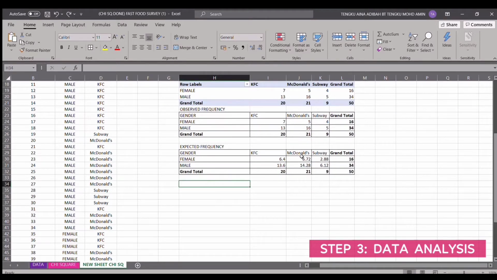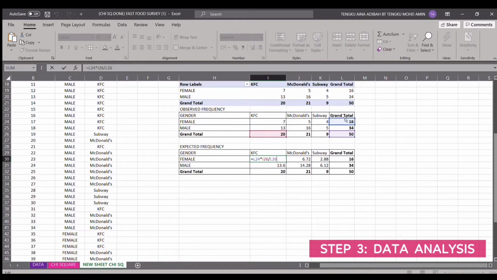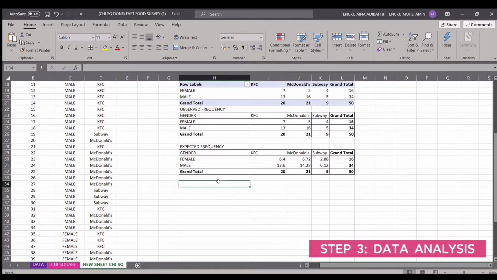So this is the data that I got after all the calculations, using the formula of the grand total for female, multiplied by the grand total of KFC, and then divided by the overall number of respondents, which is 50, and I got the answer. All this table will be used to find the table of chi-square.